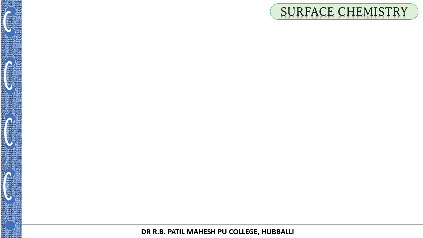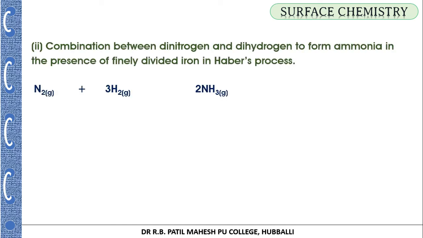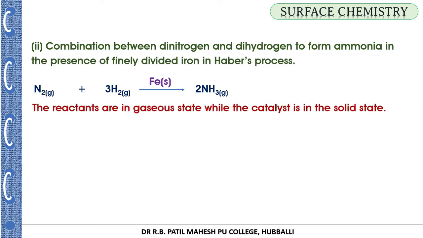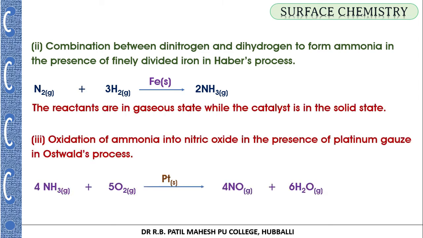Let us see some more examples. The Haber process of preparation of ammonia, where nitrogen and hydrogen react to form ammonia in the presence of iron as the catalyst. Here nitrogen and hydrogen are gaseous in nature, whereas iron is a solid. Once again this is an example of heterogeneous catalysis. Similarly, oxidation of ammonia in the presence of platinum gauze or platinum as catalyst in Ostwald's process is once again an example of heterogeneous catalysis. Here ammonia and oxygen are in the gaseous phase whereas platinum is in the solid phase.